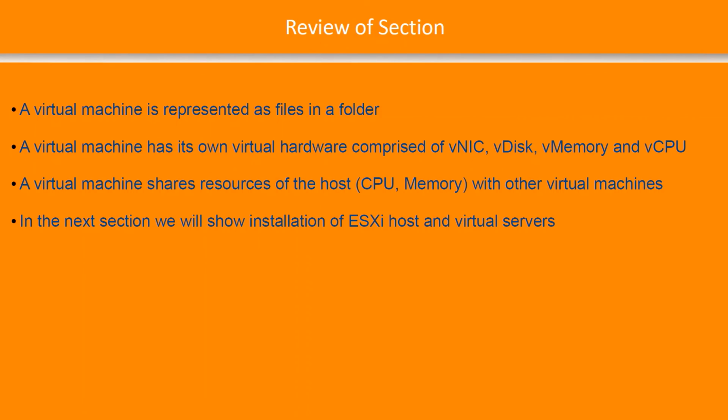A quick review of the section. A virtual machine is represented as files in a certain folder structure. The virtual machine has its own virtual hardware comprised of virtual NIC, virtual disk, virtual memory, and virtual CPU. A virtual machine is able to share resources of the host, typically CPU and memory, with other virtual machines.